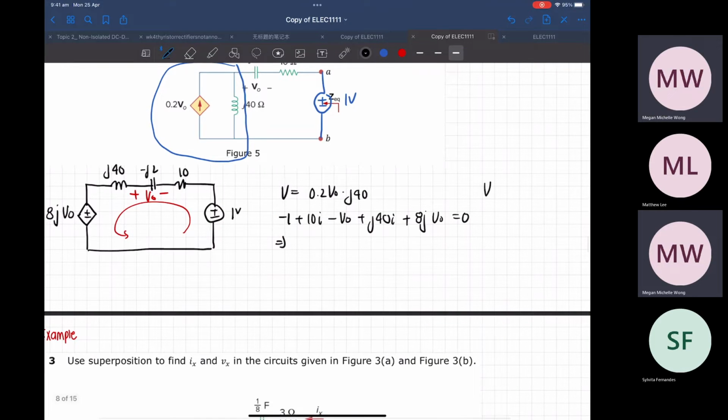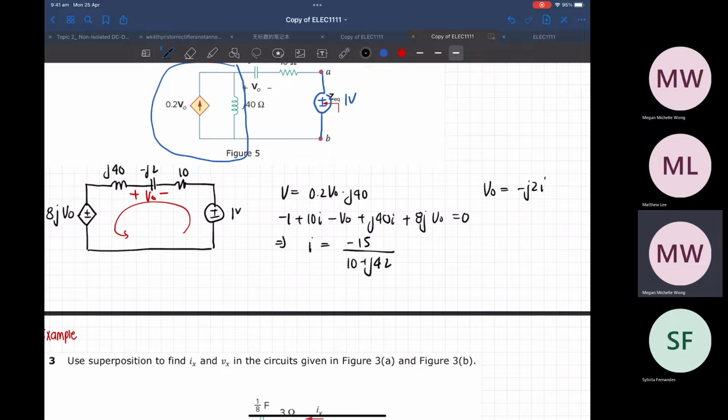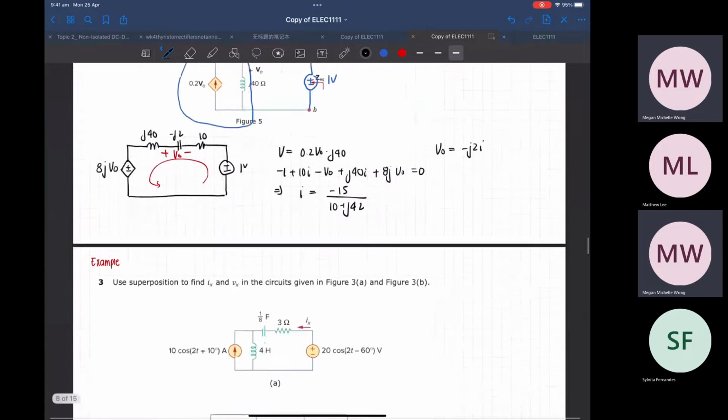Okay, so V naught, we can find it as minus J2 times I. So it will give me at the end I equals to minus 15, 10 plus J42. And the rest is just algebra. So you can just solve for the unknowns and substitute.